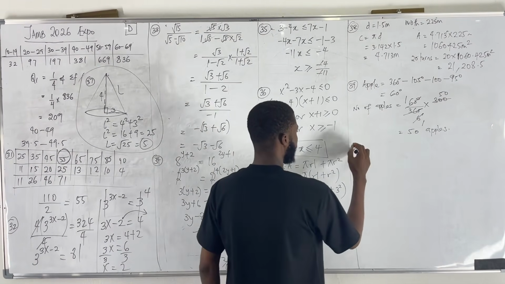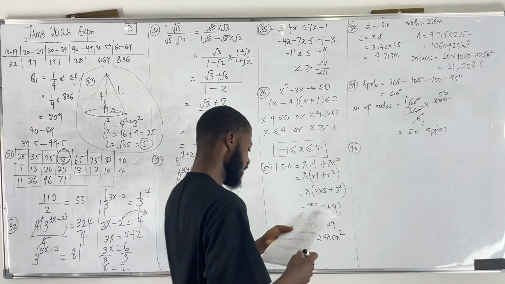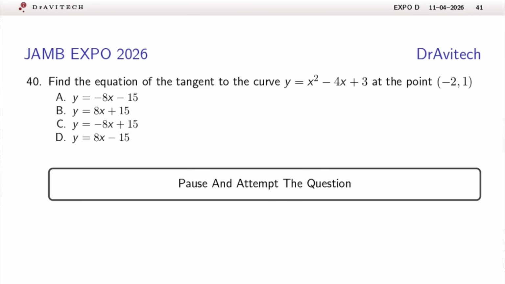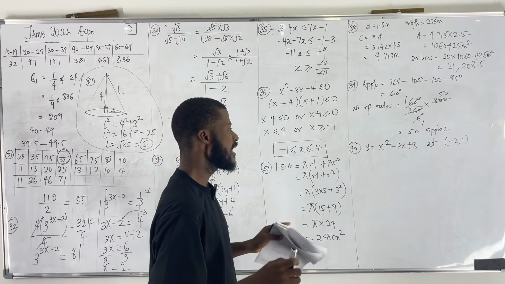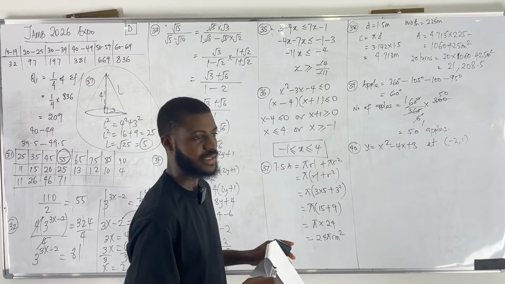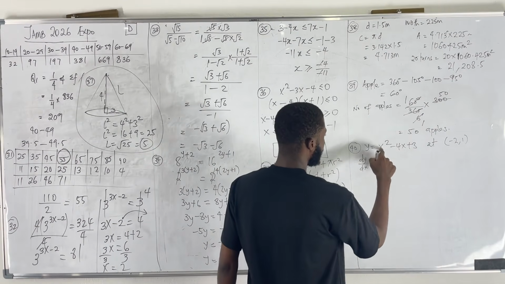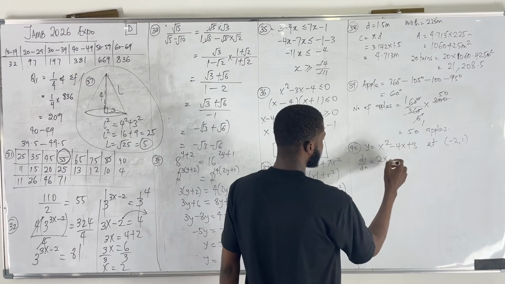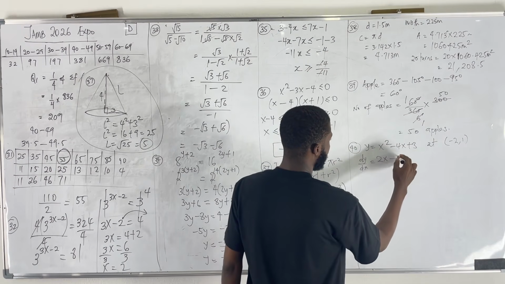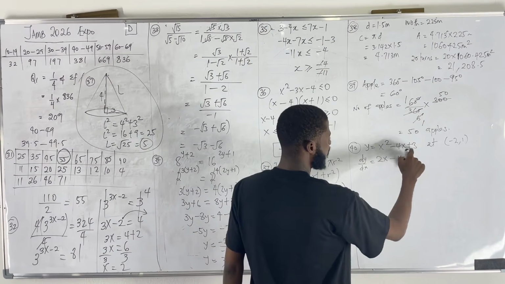And then question 40. Question 40 says, find the equation of the tangent to the curve y equals x squared minus 4x plus 3 at (-2, 1). First of all, we're looking for an equation here. The first thing you should do is to find the gradient. And to find the gradient, you differentiate. So dy/dx: differentiate x squared, you get 2x. Differentiate minus 4x, you get minus 4. Then differentiating 3 is 0.